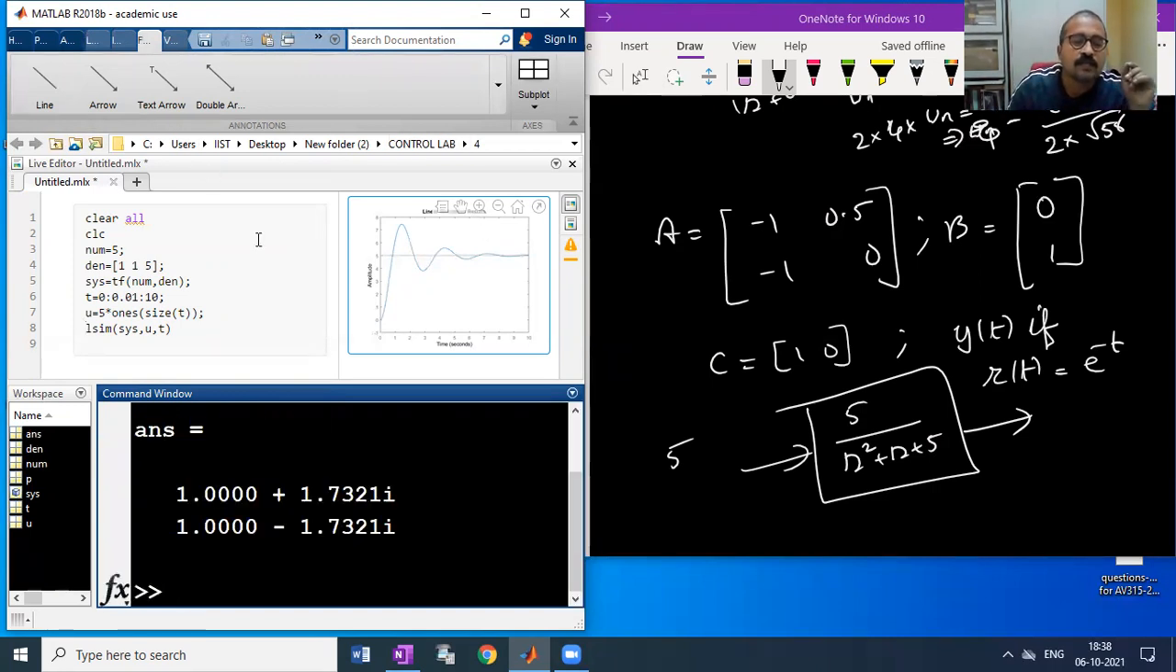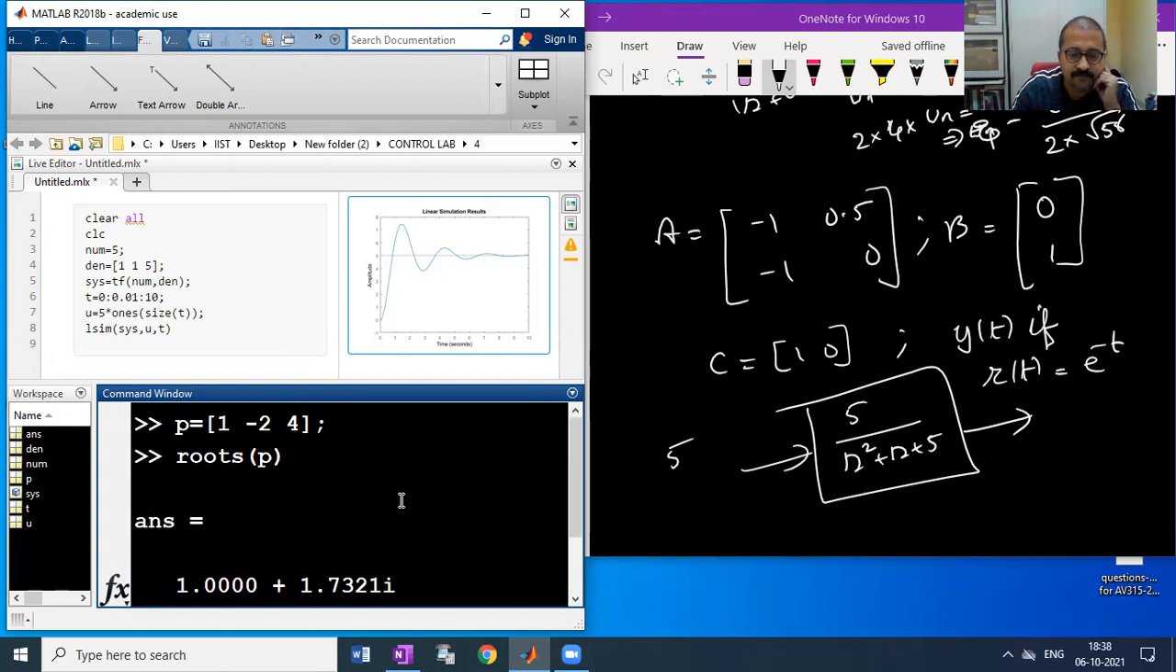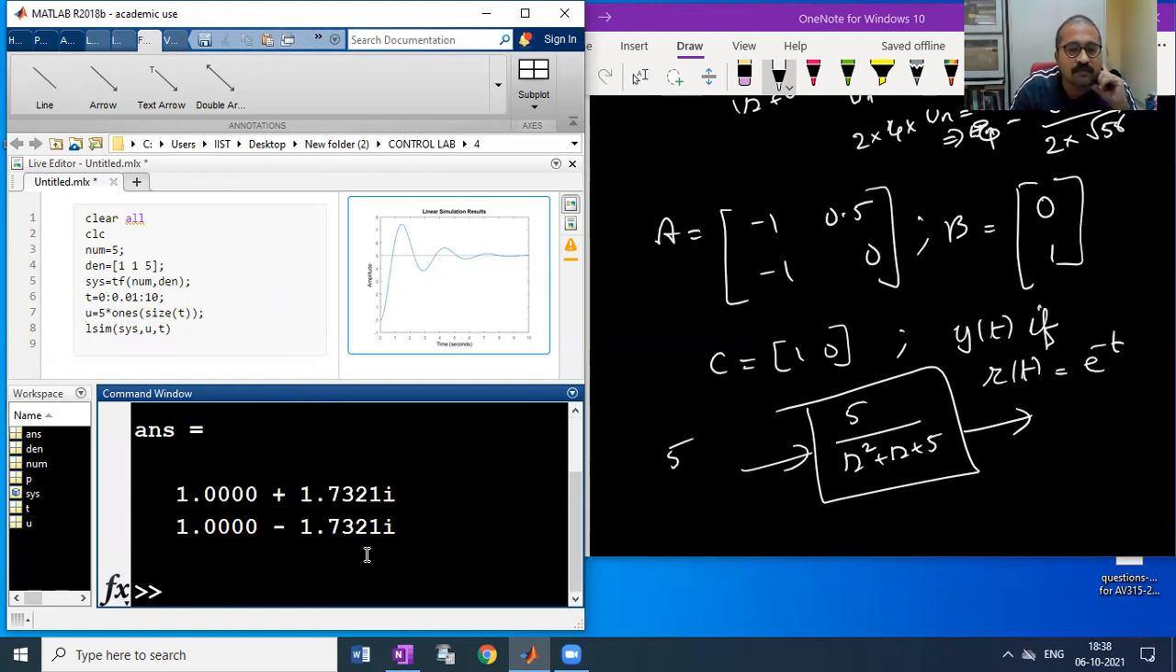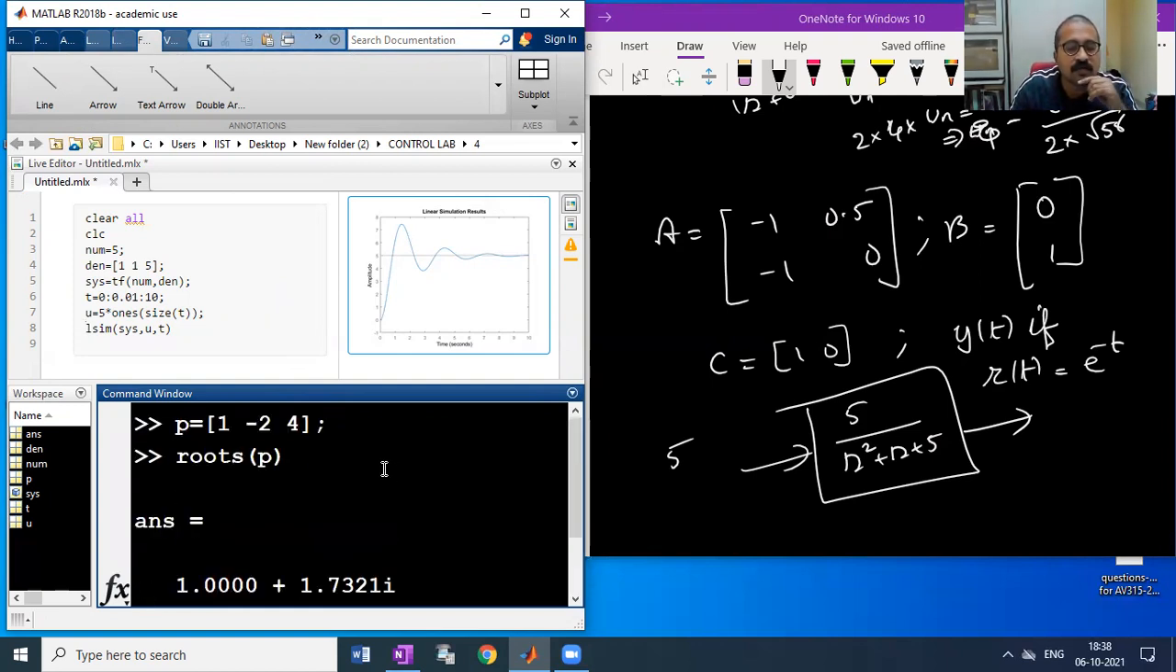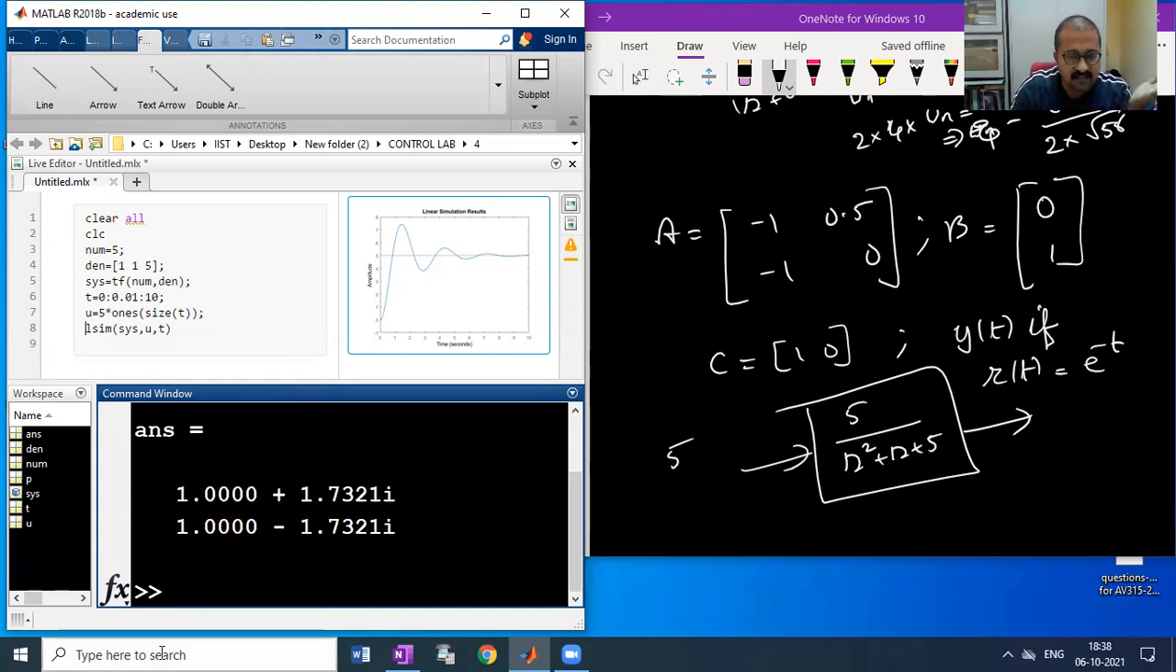You see the roots are 1 plus minus j 1.732. Is it stable or unstable? It is unstable.